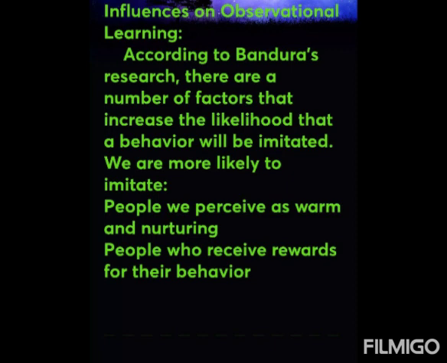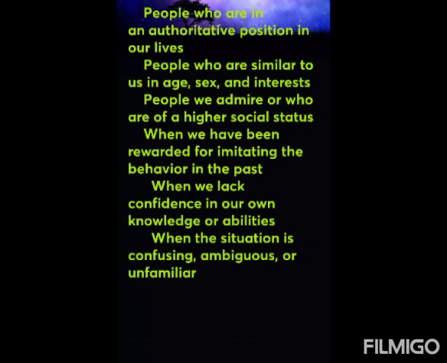The next one is influences on observational learning. According to Bandura's research, there are a number of factors that increase the likelihood that behavior will be imitated. We are more likely to imitate people we perceive as warm and nurturing, people who receive rewards for their behavior, people who are in an authoritative position in our lives, and people who are similar to us in age, sex and interest.